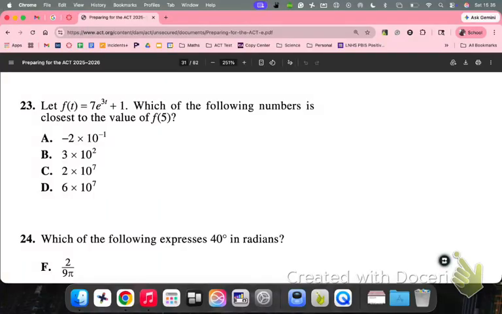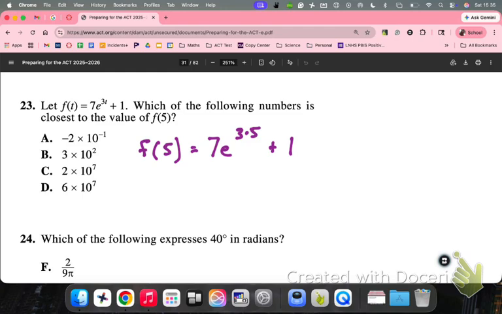Let f of t equals 7 times e to the 3t power plus 1. Which of the following numbers is closest to the value of f of 5? Okay, this looks kind of freaky and intimidating, but this is just saying, hey, take this equation and plug 5 in for t. There might still be some things we're curious about, but this is what it boils down to.